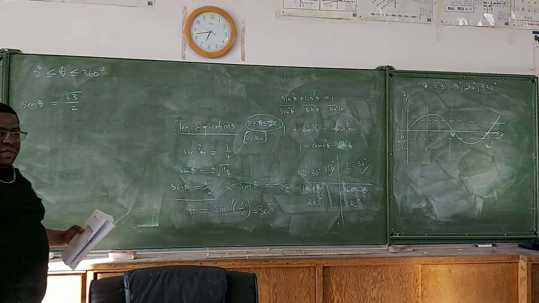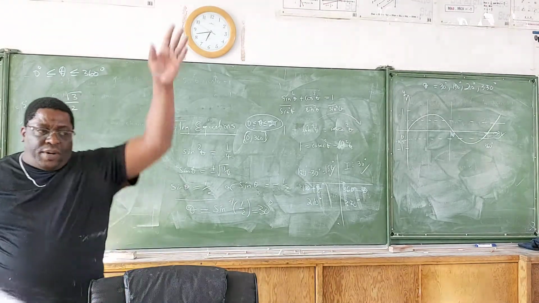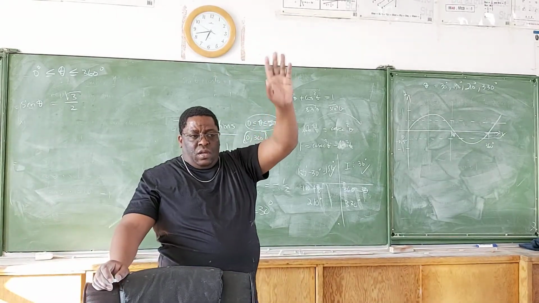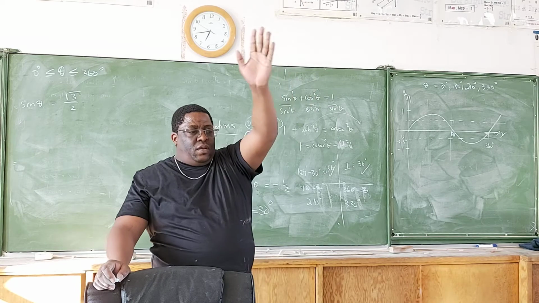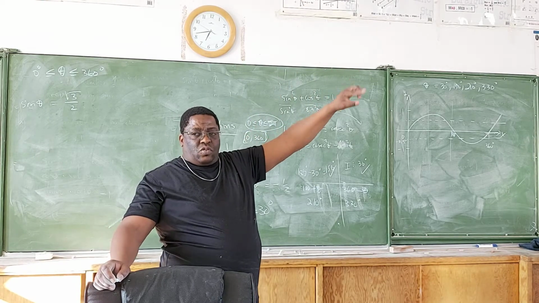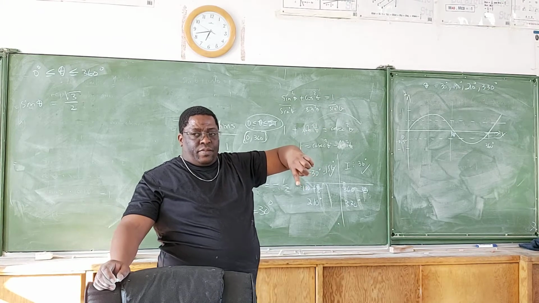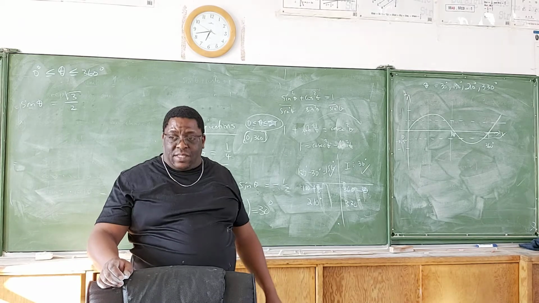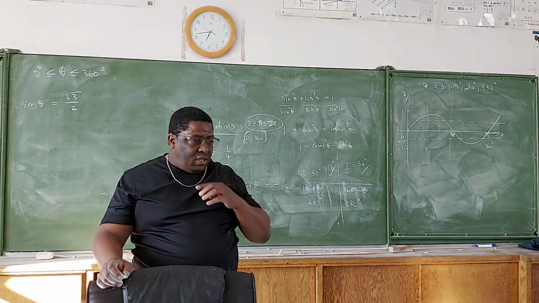Do you remember what that angle will be? Do you remember the right angle triangle? The height was root 3. The 2 was the hypotenuse. What is the angle? 60 degrees. The angle is 60 degrees, right?